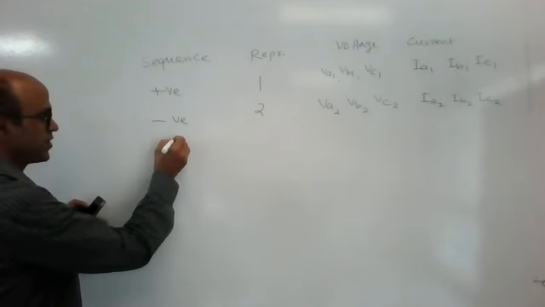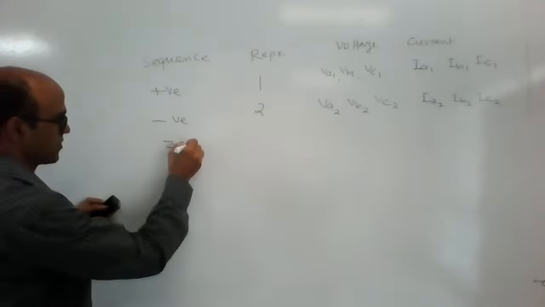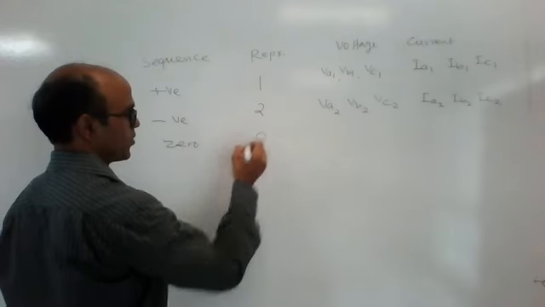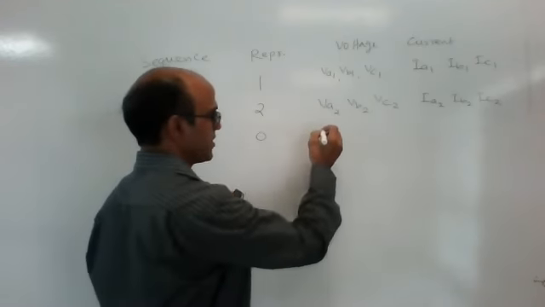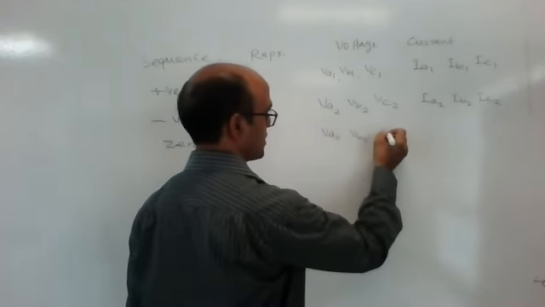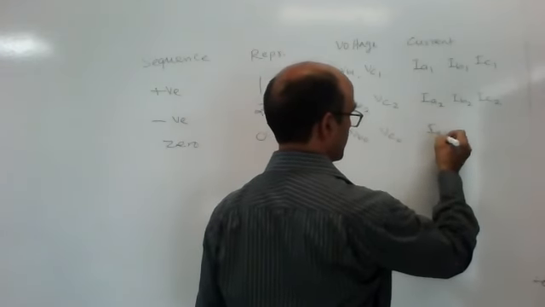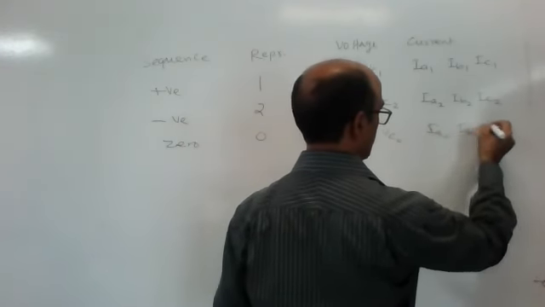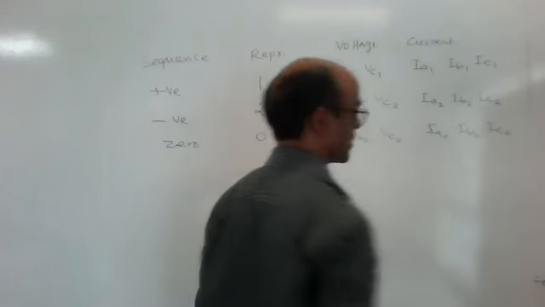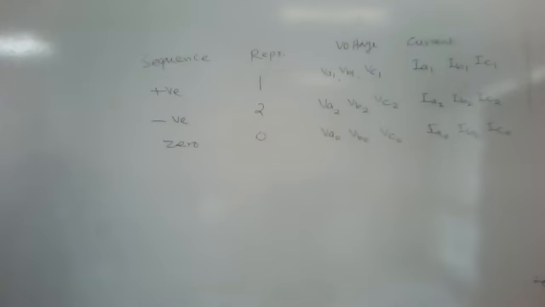Now we have to write zero sequence. Here I am writing 0, represented by 0. So I am writing VA0, VB0, VC0. Similarly, here I am writing IA0, IB0, IC0. So these are the zero sequence currents.